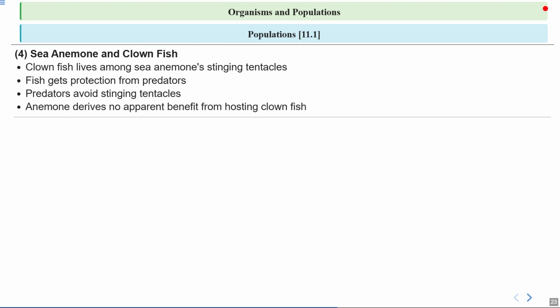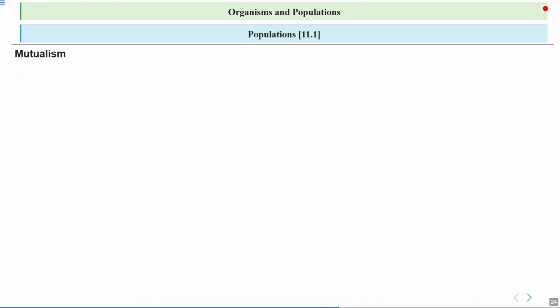Now sea anemone derives no apparent benefit from hosting the clownfish, so that's why this is an example of commensalism. Next is mutualism. Here both the partners are benefited. In this interaction, both the species are benefited. What are the examples? The first example is that of lichen. This is the classical example of mutualism.